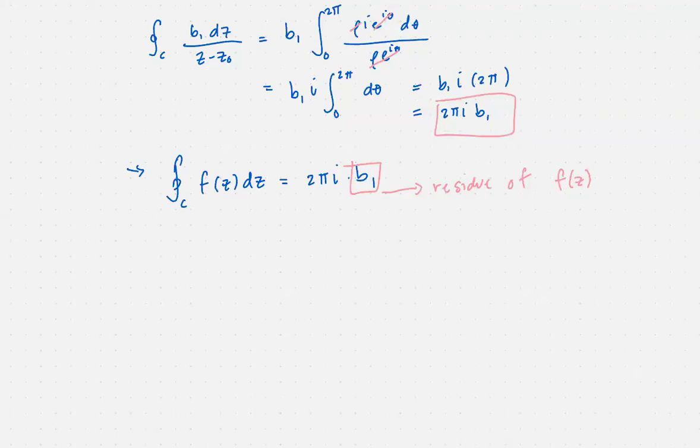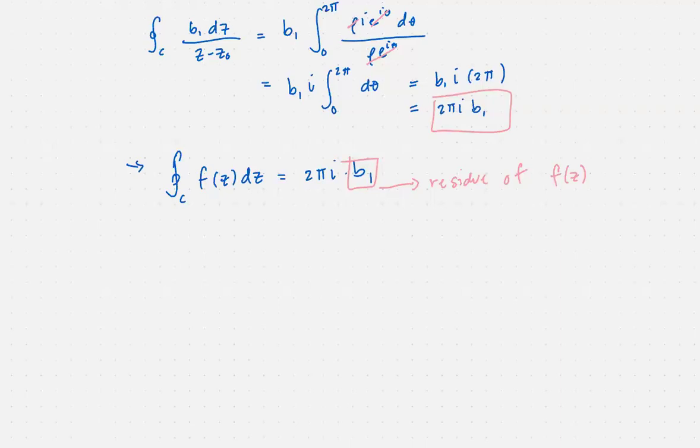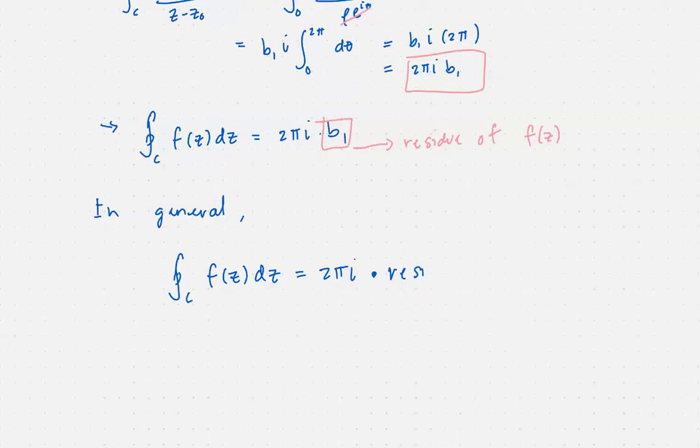So in general, the integral of f of z dz is 2 pi i times the sum of the residues of f of z at the singular points inside C. Okay?